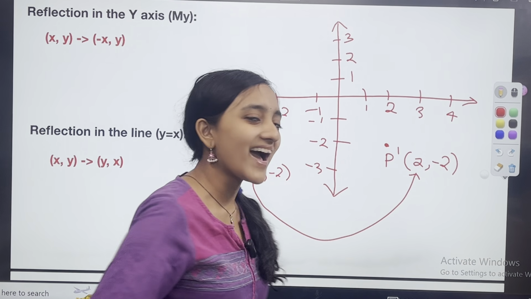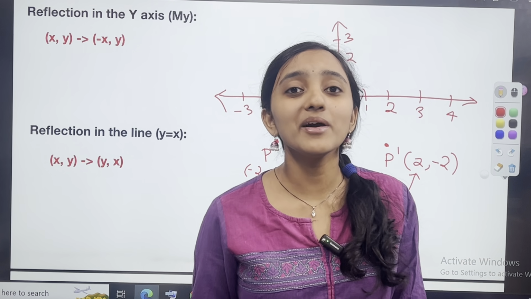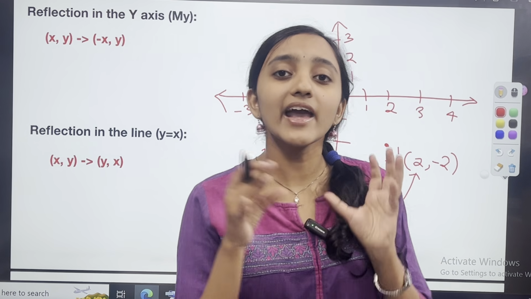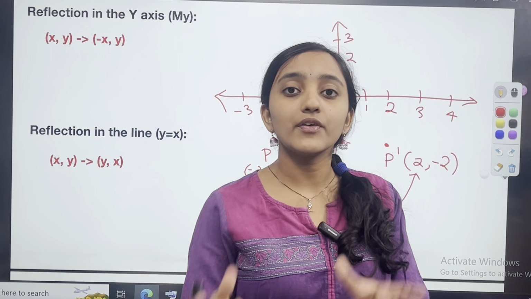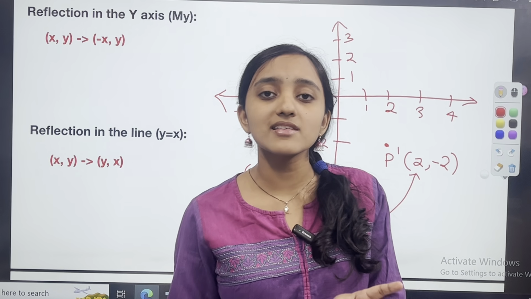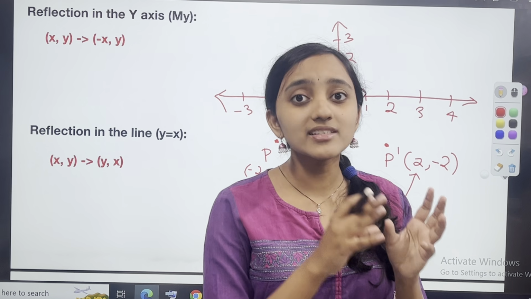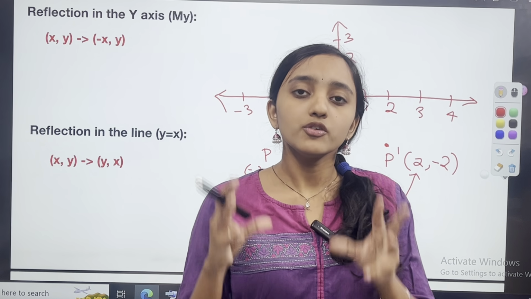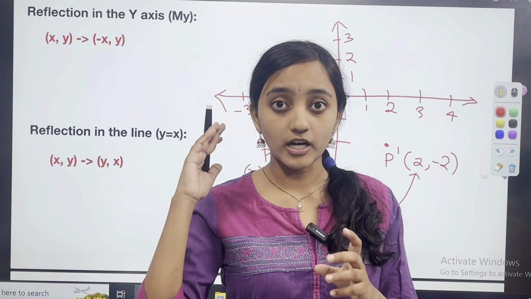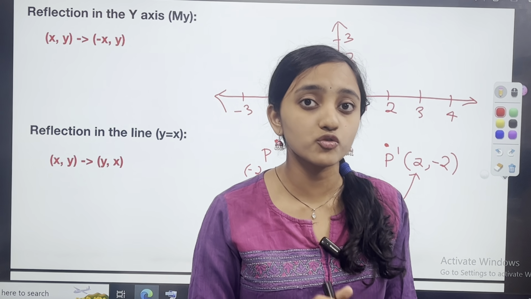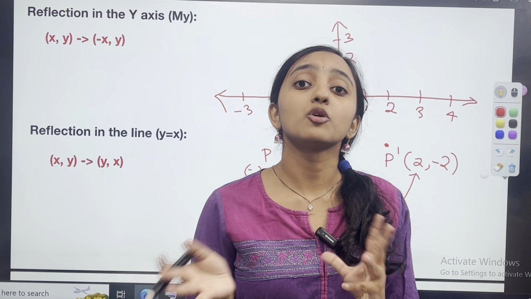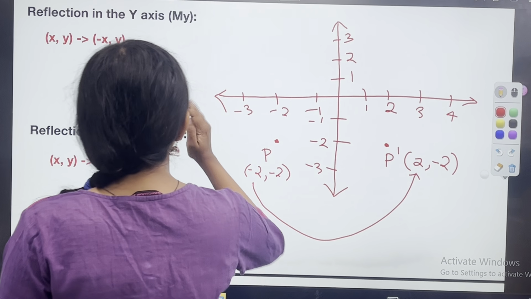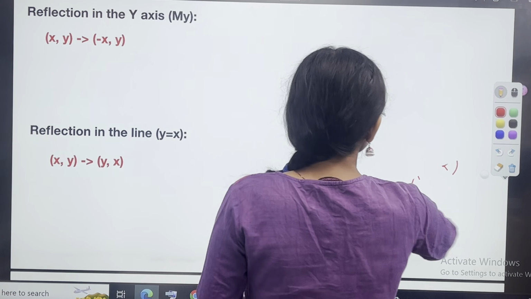So as you must have realized, whenever you have a point which is reflected along the y-axis, the x-coordinate will change its sign. If it is x comma y, it will become minus x comma y. If it is minus x comma y, it will become x comma y. So you have to understand, if it is reflecting along the x-axis, the y-coordinate will change its sign. If it is reflecting along the y-axis, the x-coordinate will change its sign. Okay, next, we will go to the next part.